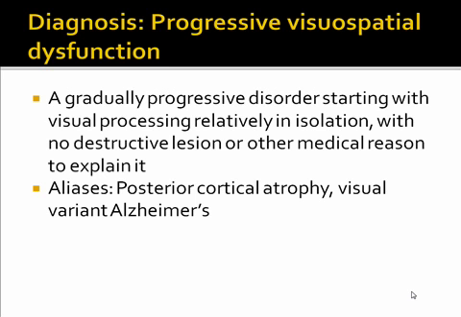The diagnosis we gave this patient is progressive visual-spatial dysfunction. This is a gradually progressive disorder, starting with visual processing relatively in isolation, meaning without other problems with cognition, and in which we don't see some other destructive lesion or some other medical reason to explain these problems. It's also called posterior cortical atrophy syndrome, and is often called visual variant Alzheimer's disease as well.